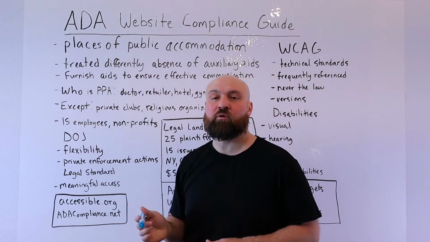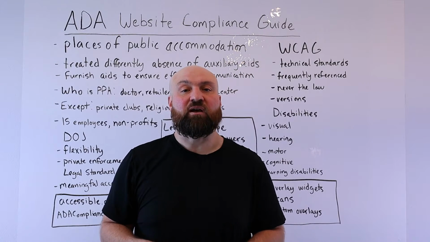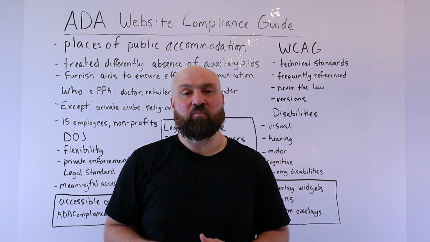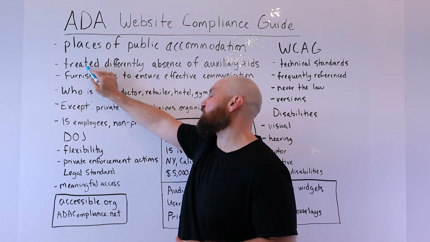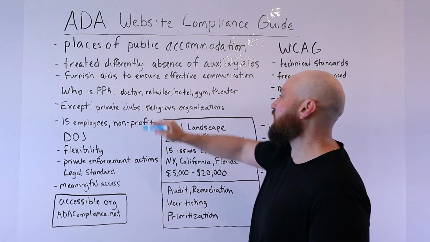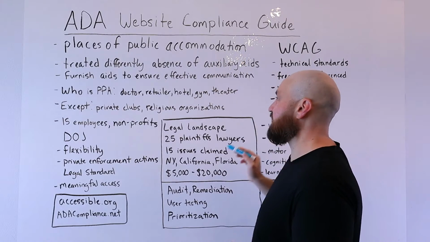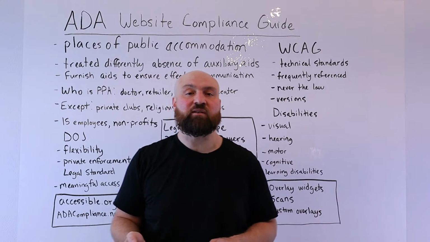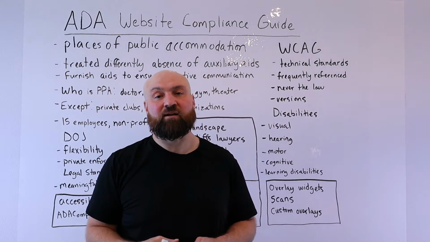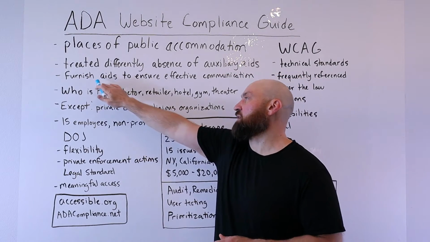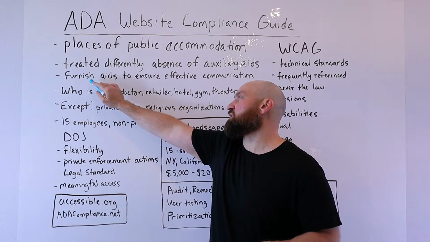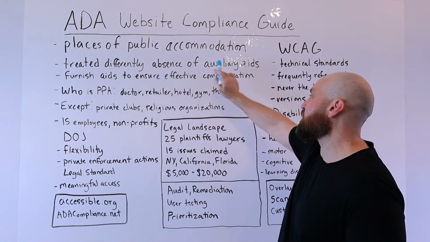There is a general prohibition against discrimination of people with disabilities. There is also a section in Title III of the ADA that states that we can't treat people differently because of the absence of auxiliary aids. So we can't treat people with disabilities differently because we have not provided auxiliary aids. And then in the regulation for Title III, it states that we must furnish aids to ensure effective communication.